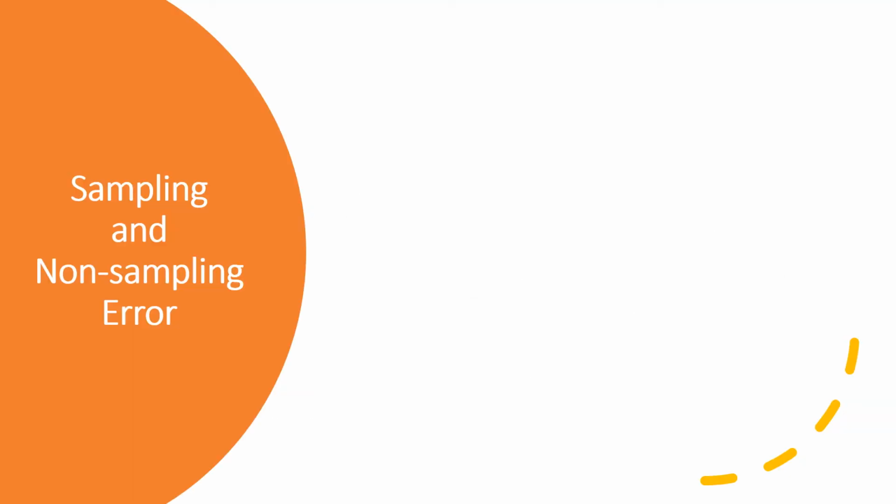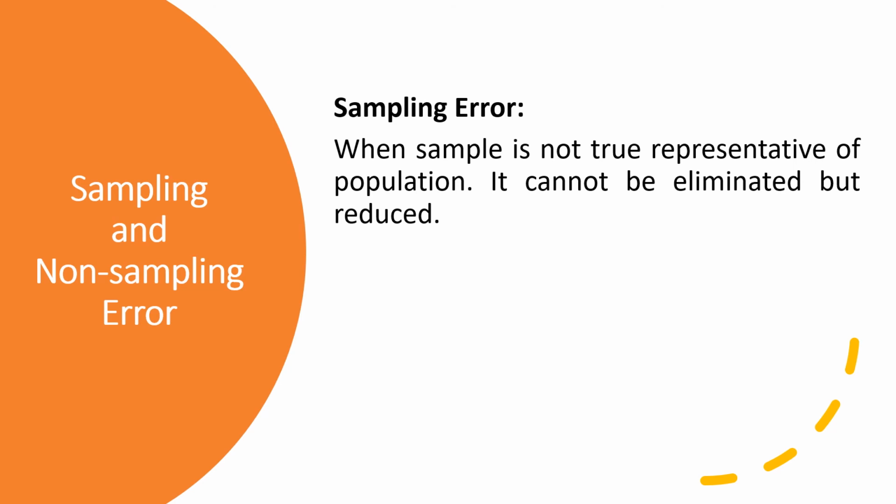Now moving towards sampling and non-sampling error. What is sampling error? It is when the sample is not a true representative of the population. As we have discussed in probability sampling methods, the researcher's intention is to draw a true representative sample from the population. But it is not 100% sure. The researcher cannot get a 100% true representative sample even if he uses a probability sampling method. In non-probability sampling methods, the researcher cannot draw a true representative sample. So this error cannot be eliminated, but it can be reduced if the researcher uses probability sampling methods.